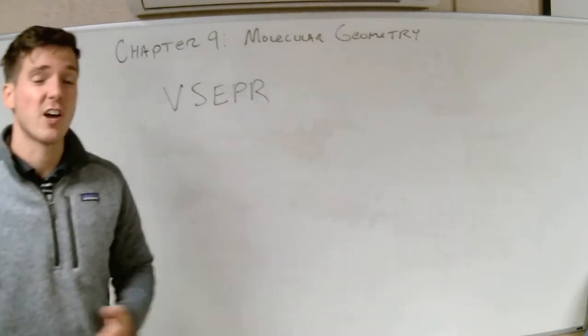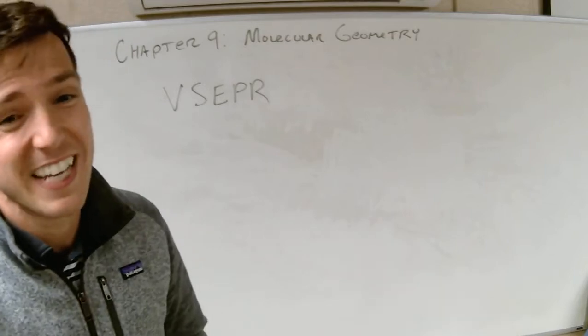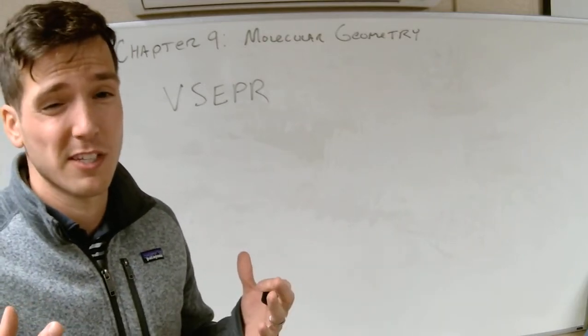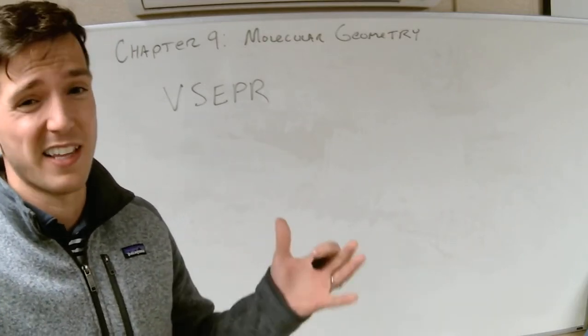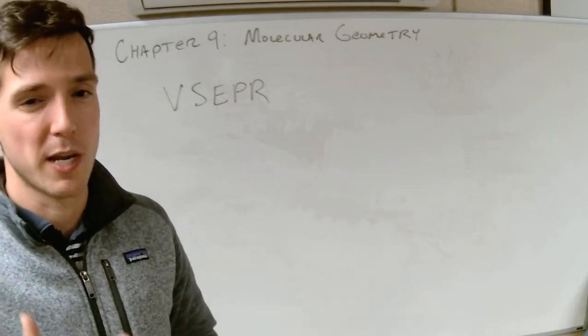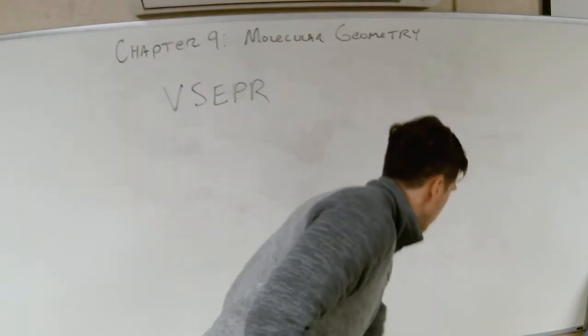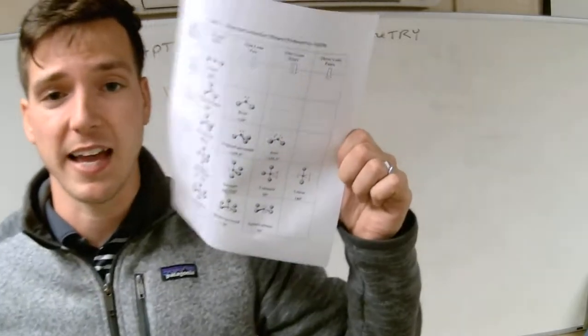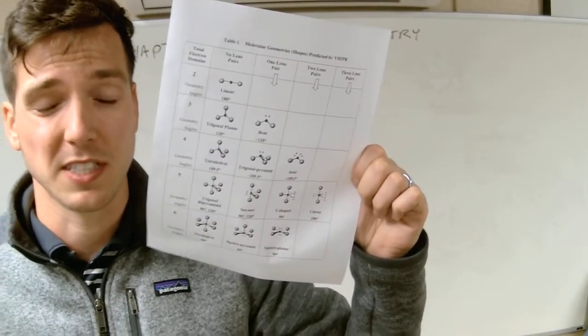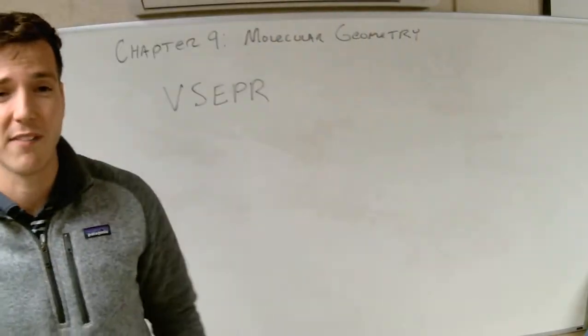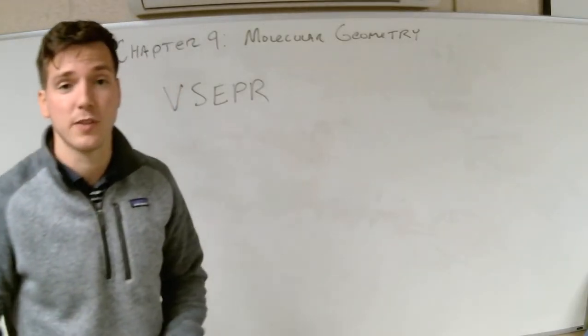VSEPR, what is that? That is valence shell electron pair repulsion. It's pretty much, since the electrons want to be as far away from each other as possible, and they form a compound, what kind of shape are they going to take on? So reference this guy. I attached this below the video. We're going to be referencing this a lot. So make sure you have that in front of you or on a separate tab so that you can see what is going on.